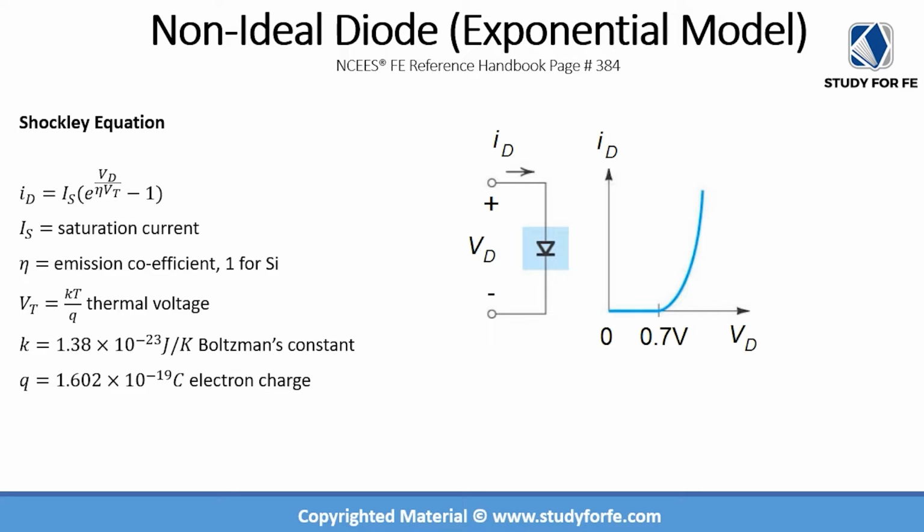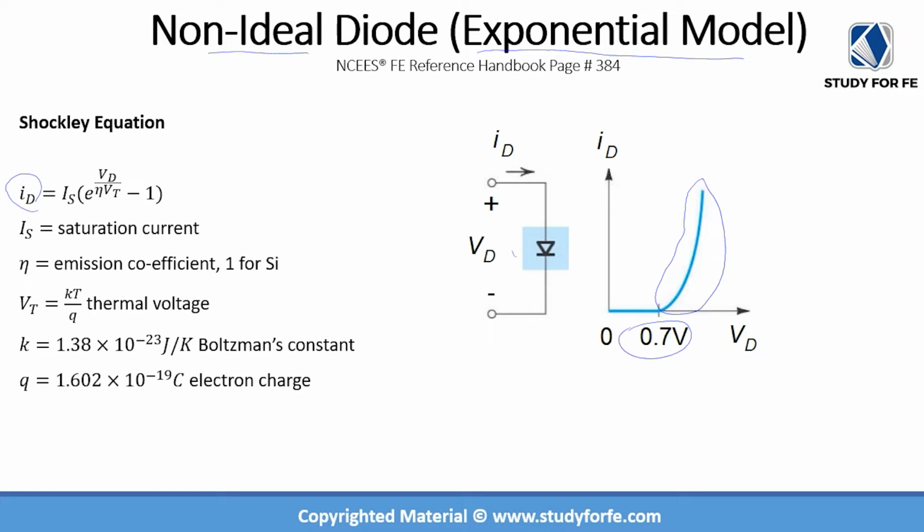But as we know, nothing is ideal, and a diode has its own characteristics. Practical diodes are non-ideal, and we will discuss two very basic models of non-ideal diodes. The first one is the exponential model. According to this model, the current in a diode is dependent on various factors, and it basically increases exponentially as you go past 0.7 volts.